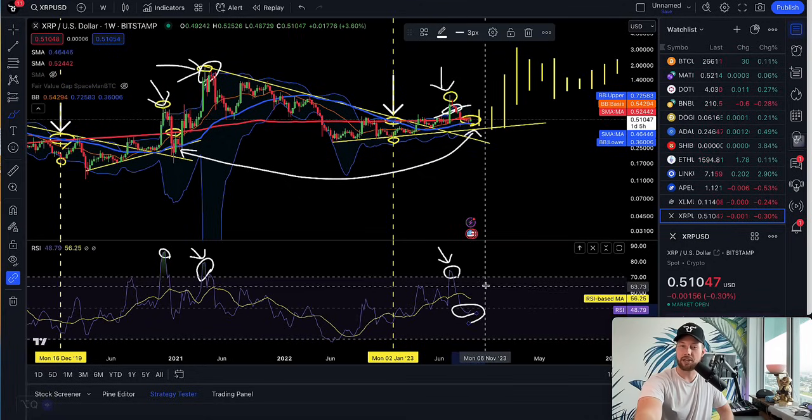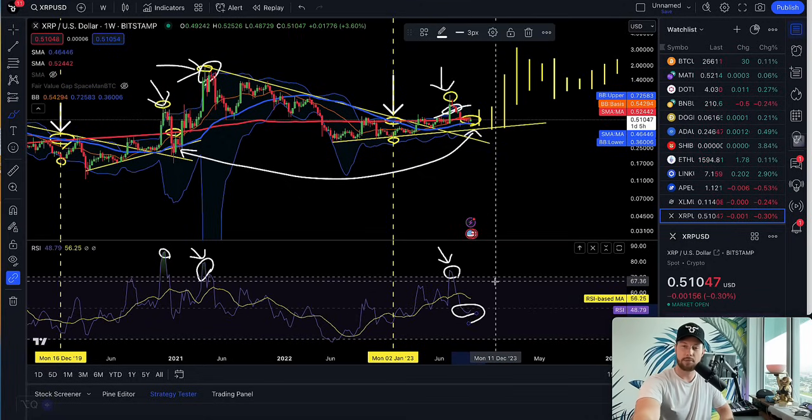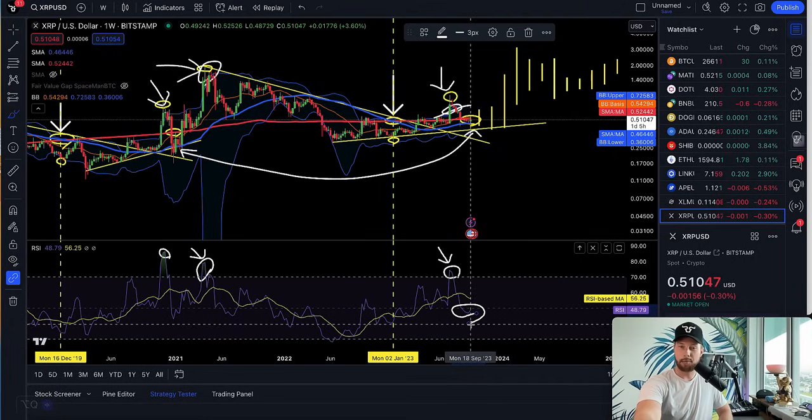So anything between 30 and 70 is time to do what? You guys let me know in the comments below, okay? It's time to hold. Anything below 30, great time to buy. Anything above 70 is a great time to sell.